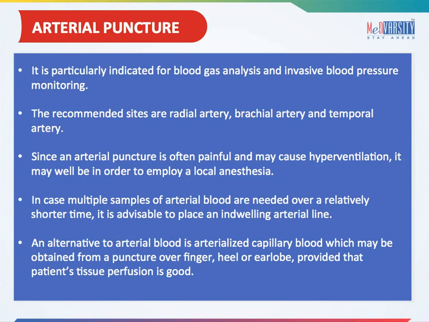An alternative to arterial blood is arterialized capillary blood, which may be obtained from a puncture over finger, heel or earlobe, provided that the patient's tissue perfusion is good.